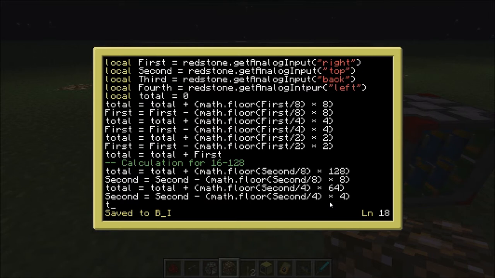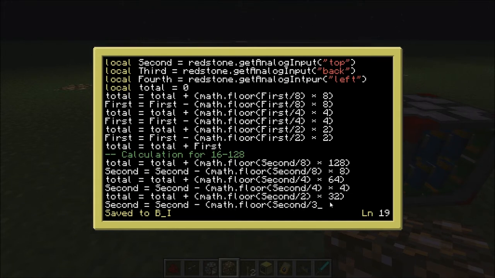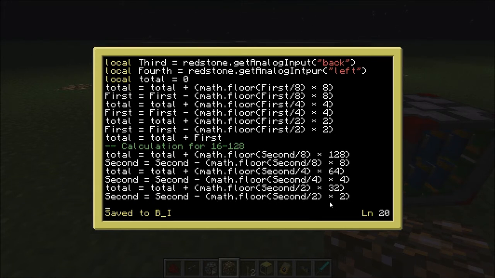And we go all the way through here. Okay, and now in this final number, well, we can only have 1 or 0 held in the actual second value, and that would be representative of 16. So we do total equals total plus second multiplied by 16. If there's a 0 in there, we're not going to get anything. If there's a 1 in there, we're going to get 16.